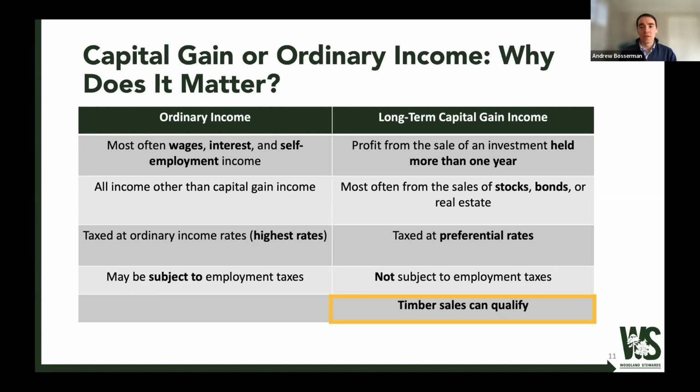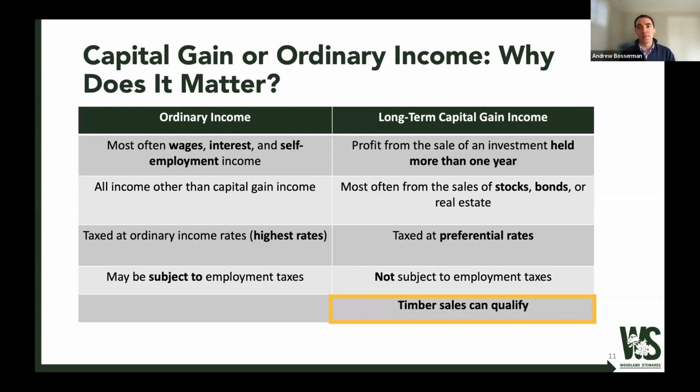The other type of income is capital gain income, and more specifically, long-term capital gain income. A long-term capital gain is the profit from the sale of an investment held more than 1 year. Many of you have likely had this income before, because it's most frequently seen if you've ever held a share of stock for more than 1 year and sold it. That's a long-term capital gain.